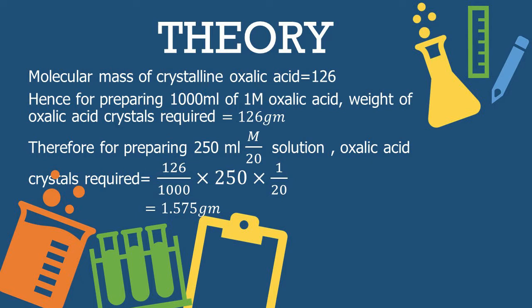solution of oxalic acid. Therefore, the required amount of oxalic acid for 250 ml will be equal to 126 divided by 1000, multiplied by 250, as we require to make 250 ml, multiplied by 1 by 20, as we require to make it 1 by 20 molar. So it will give a result of 1.575 grams.